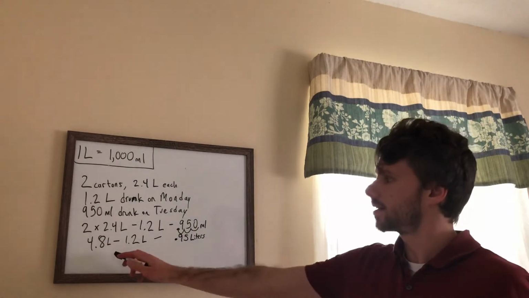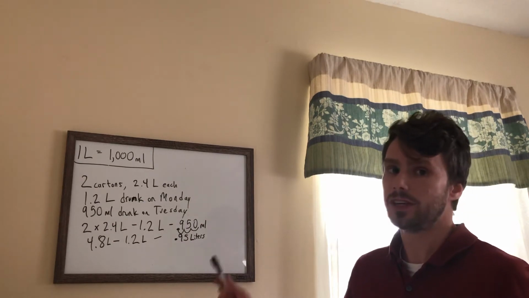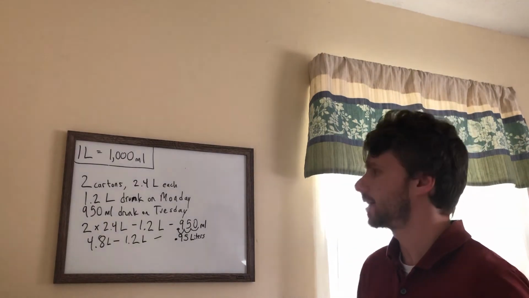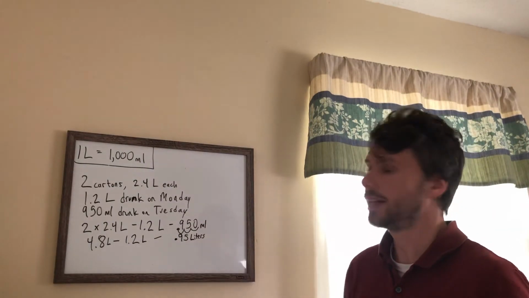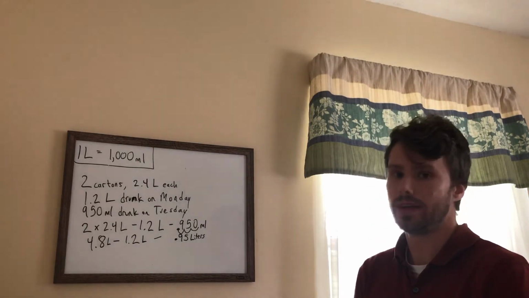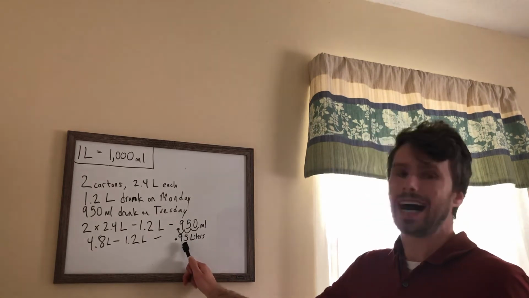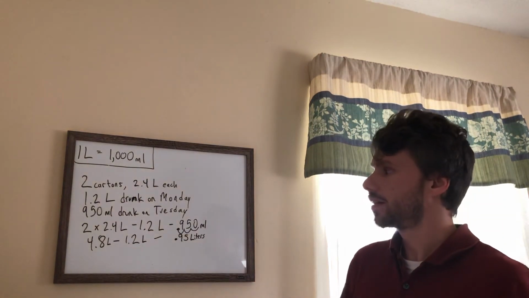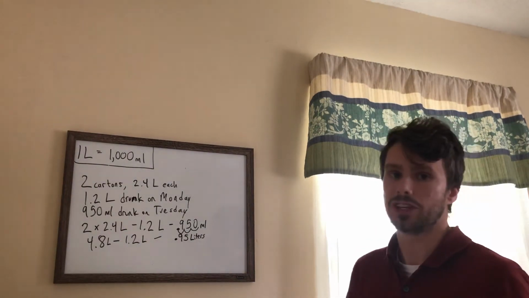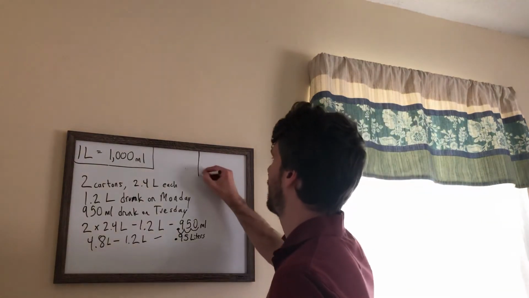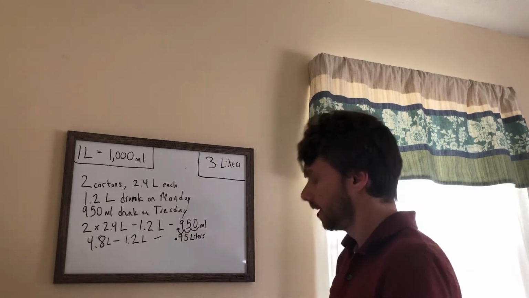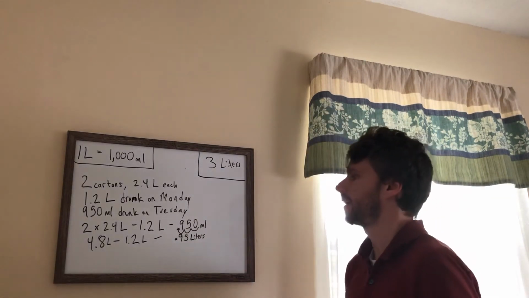So let's take a look at this, and we want to estimate, we want to round to the nearest whole number. Well, yeah, round to the nearest whole number here would be the easiest thing. So 4.8 rounded to the nearest whole number is 5. 1.2 rounded to the nearest whole number is 1. And 0.95 rounded to the nearest whole number is 1. So I can say my estimate would be 5 minus 1 minus 1, which gives me 3. So my estimate is going to be 3 liters. So hopefully my answer is close to 3 liters.